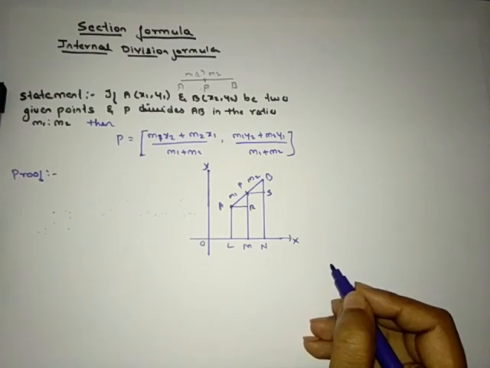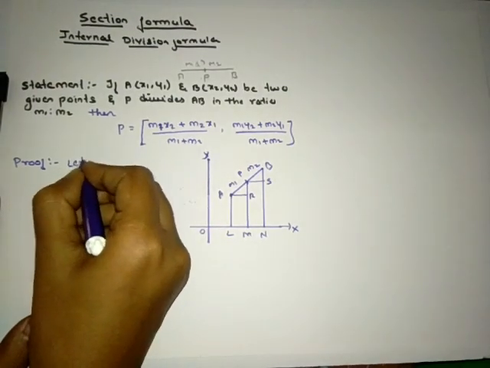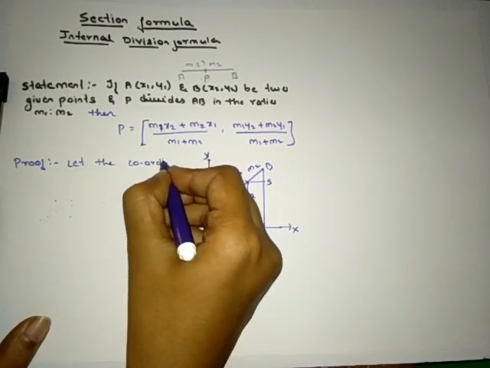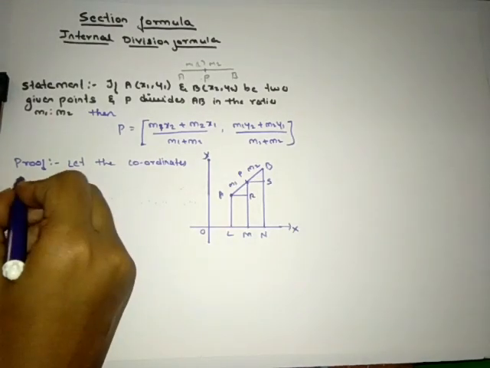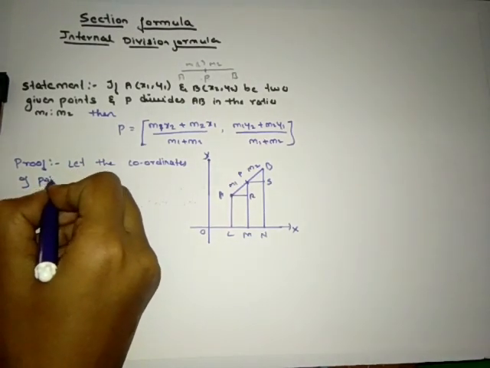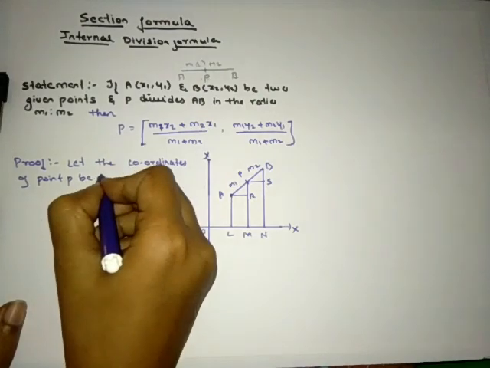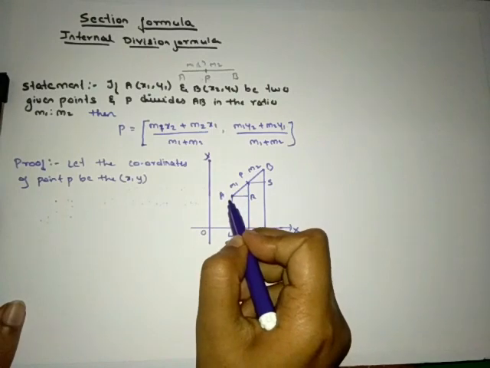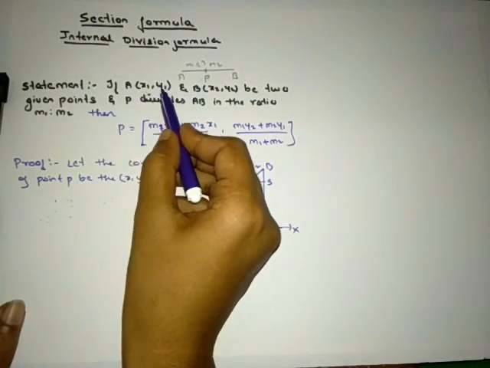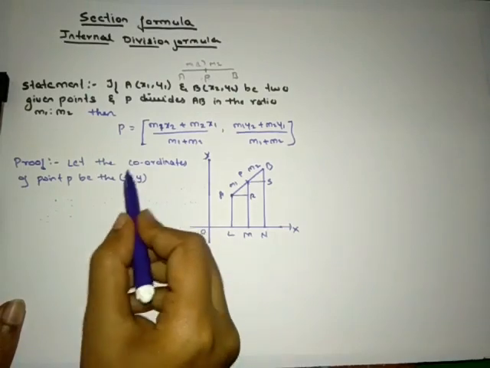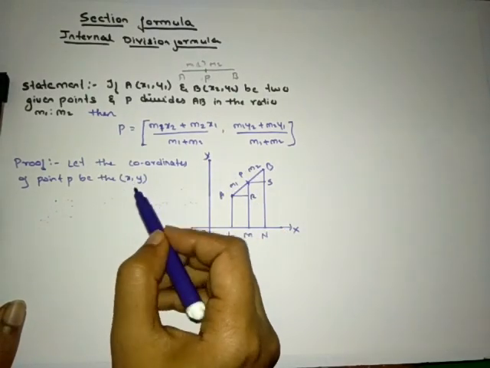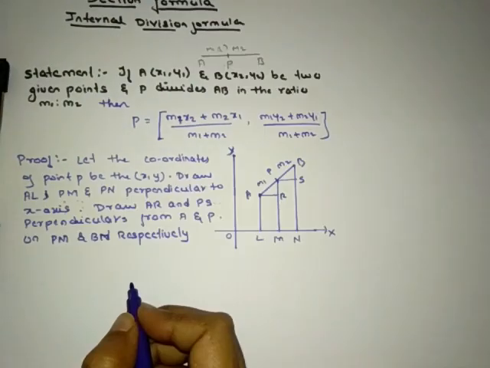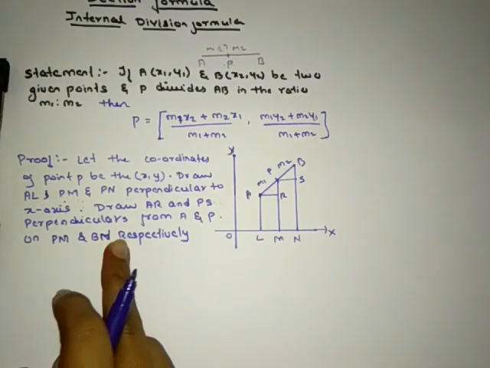Okay, let the coordinates of point P be x, y. Here they have given the coordinates of A and B, that is x1, y1 and x2, y2, isn't it? Now we'll take the coordinates of P as x, y. Then we'll write the construction that we have done here. Whatever construction I have done, I have written it here again.